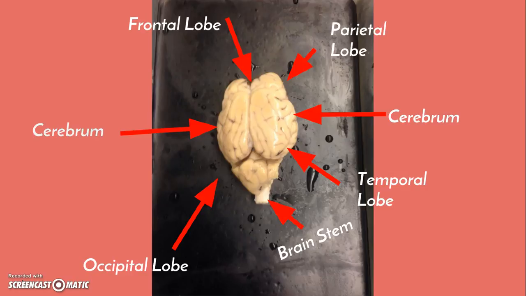Next is the parietal lobe. It is located superior to the occipital lobe. It is responsible for pain, temperature, touch, and pressure processing. Damage to this area can cause problems with reading and recognizing people and objects.